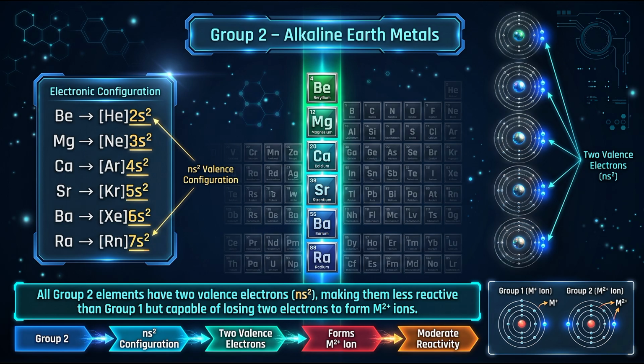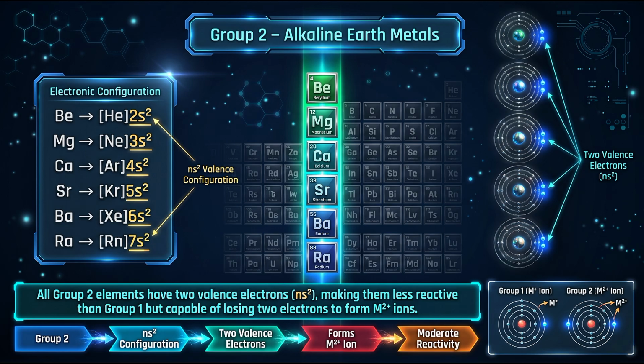As we move down group 2, the size of the atoms gradually increases. Each new element contains one additional electron shell compared to the element above it. The extra shell increases the distance between the nucleus and the outermost electrons. At the same time, the inner electrons shield the outermost electrons from the attractive force of the nucleus. This phenomenon is known as the shielding effect.